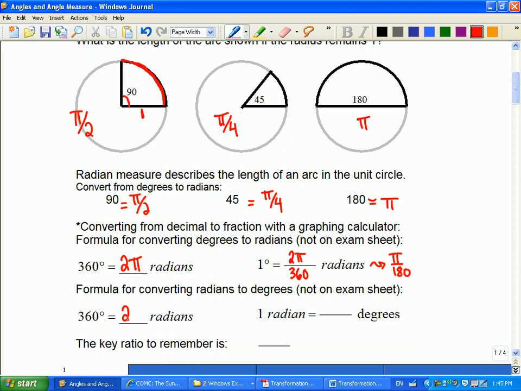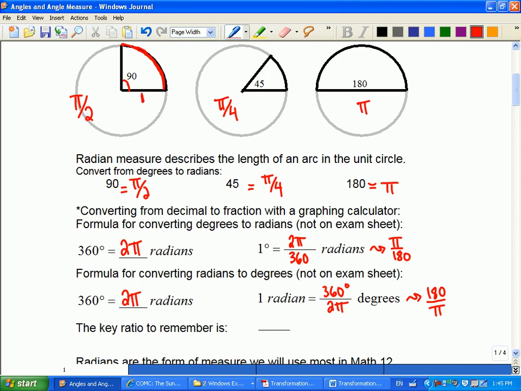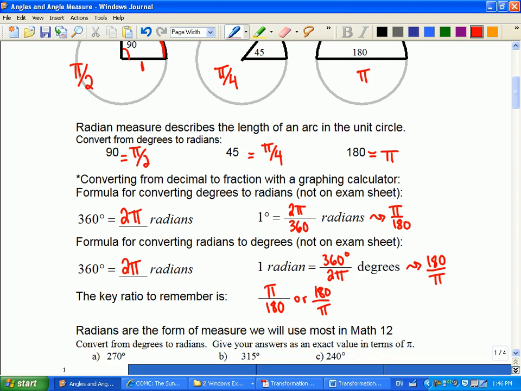And we can also go the other way. If I want to know what's 1 radian, then we can flip things around here. This would be 360 degrees over 2 pi. And again, most often we're going to refer to it this way, 180 over pi. Just simplify the fraction down. So the key thing that you want to remember is 180 and pi make the connection. And I'll give you the strategy here to help you figure out which one you're going to use.